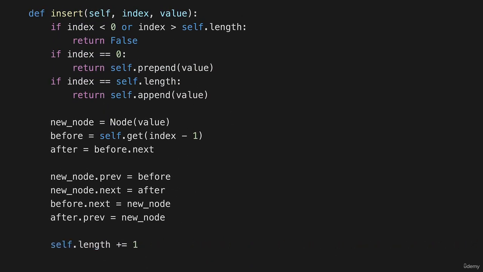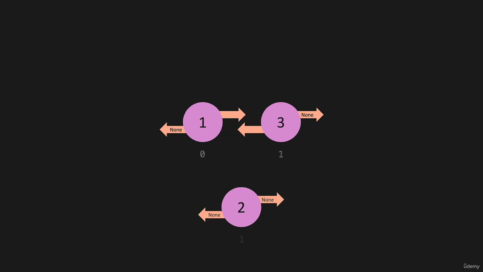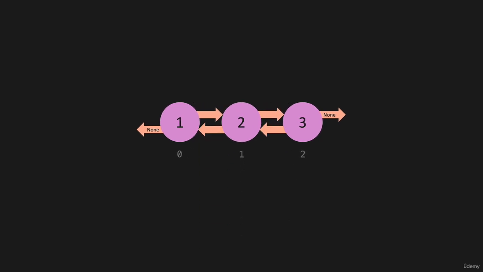Then we just need to increase the length by 1. And then we'll return true. So that is our insert method. We'll look at this in a moment. And when we do, we'll create this doubly linked list with 1 and 3. We'll print that out. And then we'll run an insert method to insert at the index of 1 a node with the value of 2. And then we'll print it out again, and it should print out 1, 2, 3.